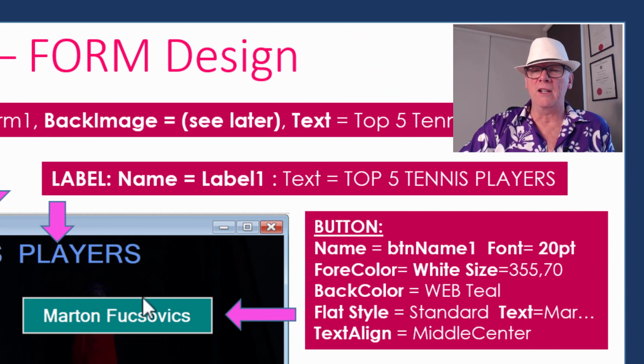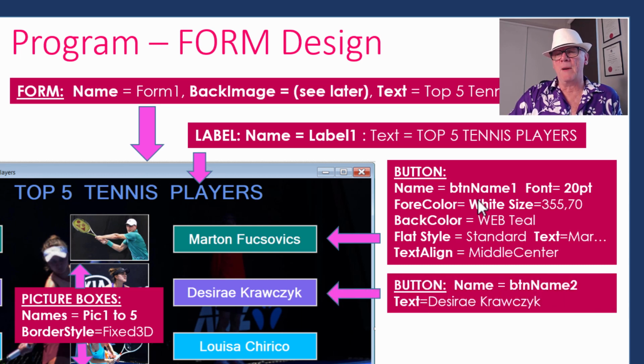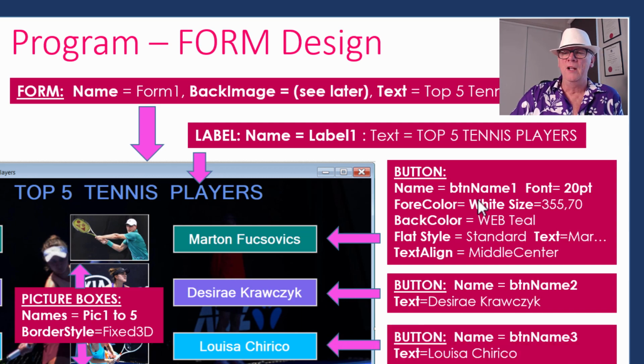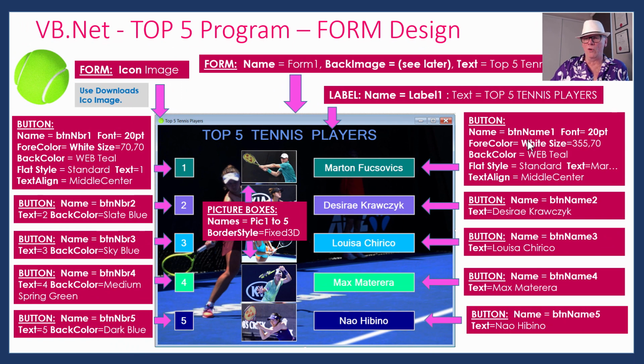We've got everything there that it's white with the teal color, so it all matches up. Middle center for some alignment. So the text is just Marton Fuchsovic's, his name. And the next button's all the same kind of deal, except it's going to be slate blue on the background. Desiree's name needs to go in that one. Louisa in the next one. Make sure you call it BTN name 3, BTN name 4, and BTN name 5, okay? So that will get everything set up on the form, which we need for this project.